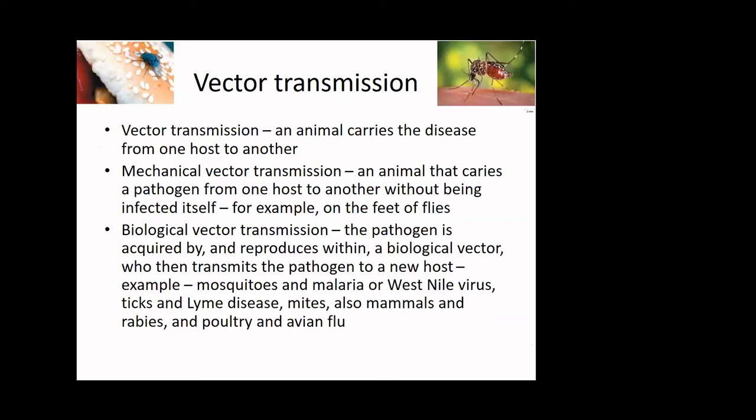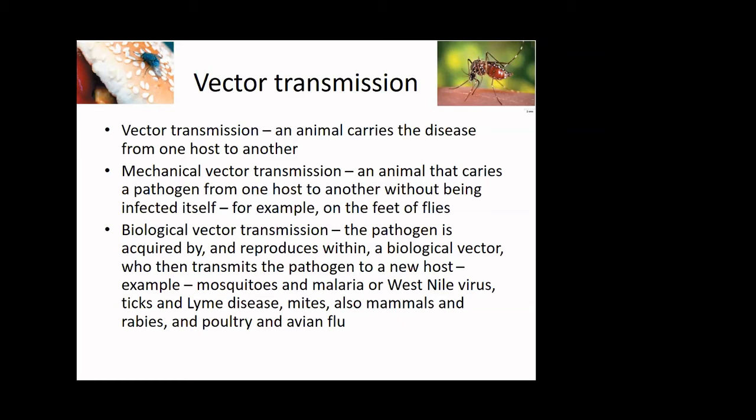Then we have vector transmission. Vector transmission is a huge problem. It is essentially when insects like mosquitoes or ticks are carrying disease. If it's a mechanical vector, that means that the insect has picked up the pathogen on its feet, essentially, and has flown somewhere else and deposited the pathogen where it landed.